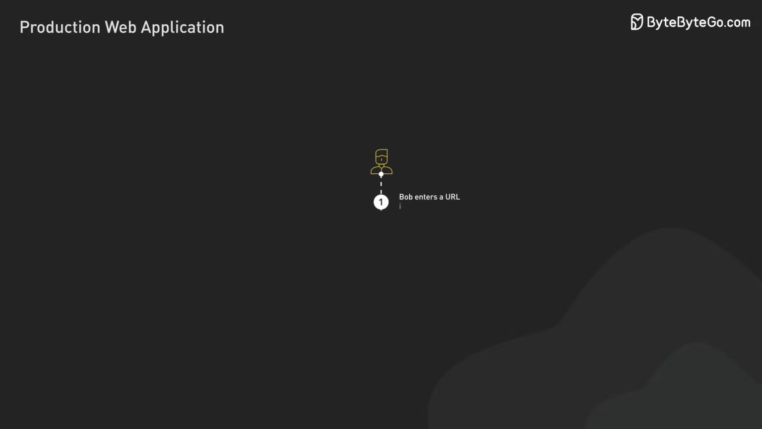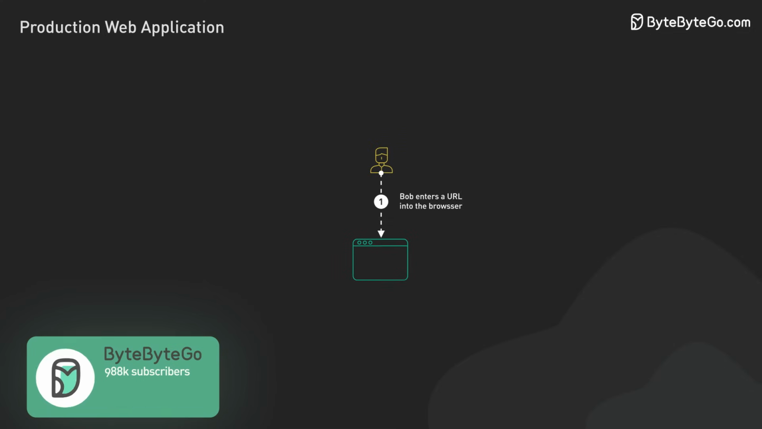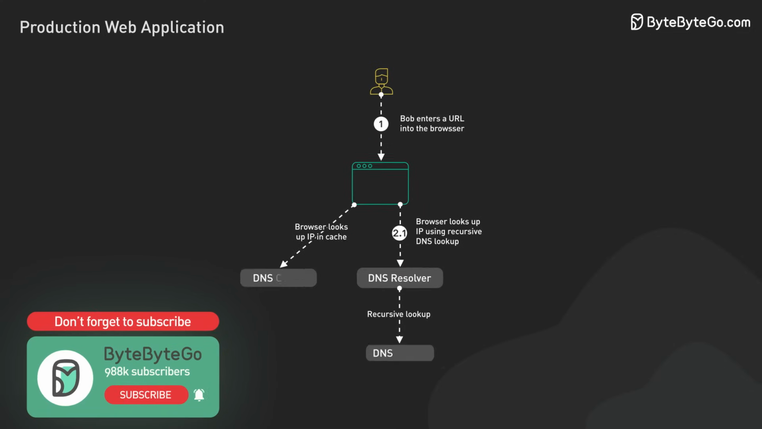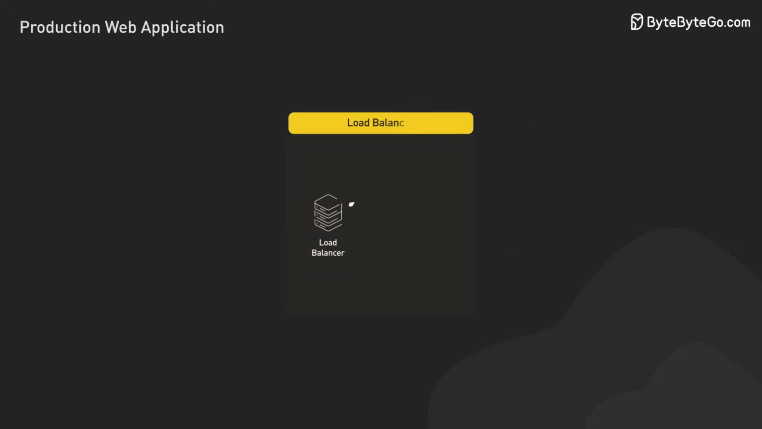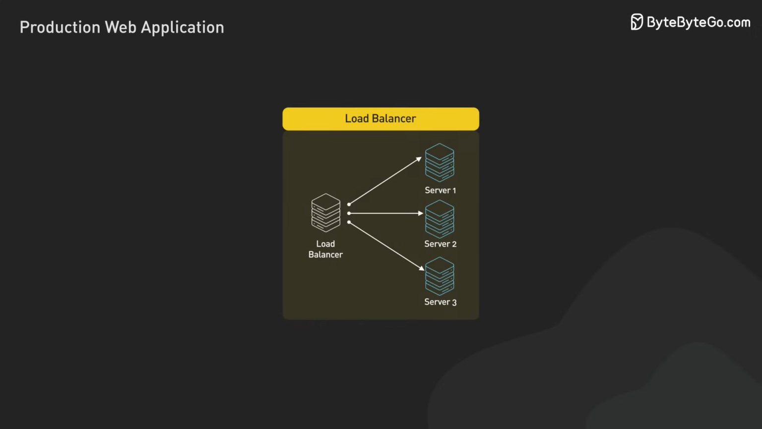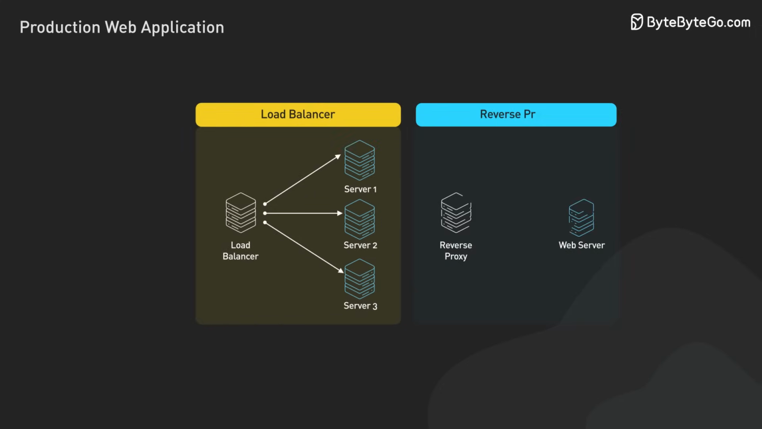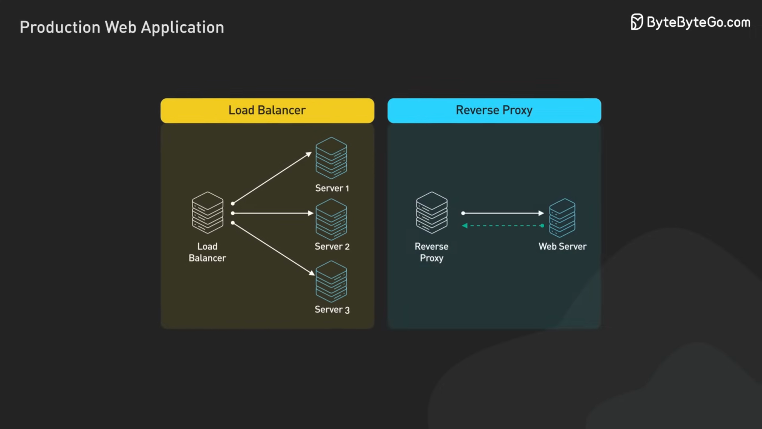Now let's follow the path of a user request. It starts in the browser. After DNS resolution, the request heads to our application servers. But before it gets there, it hits two critical components, load balancers and reverse proxies. Think of them as traffic directors.